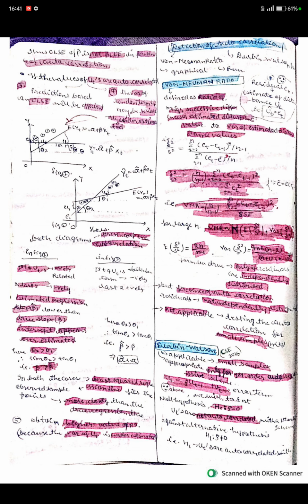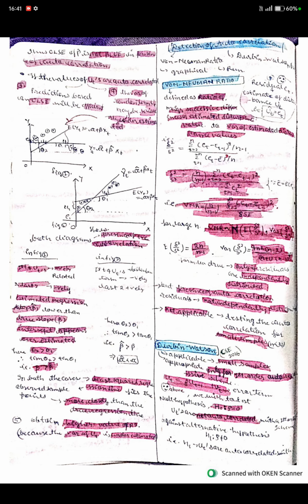From here we get that the variance of beta cap with autocorrelation will be greater than the variance of beta cap without autocorrelation. Thus the OLS estimator of beta is not BLUE in the presence of autocorrelation. If the values of the u's are autocorrelated, then predictions based on OLS will be inefficient. If the values of the u's are autocorrelated, the variance of the random term ut may be seriously underestimated.